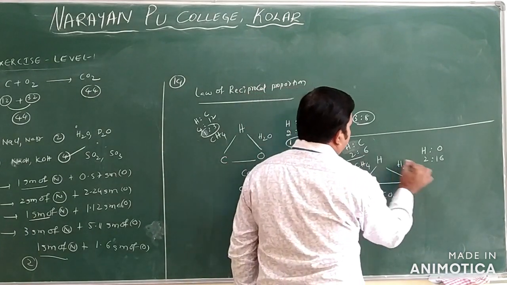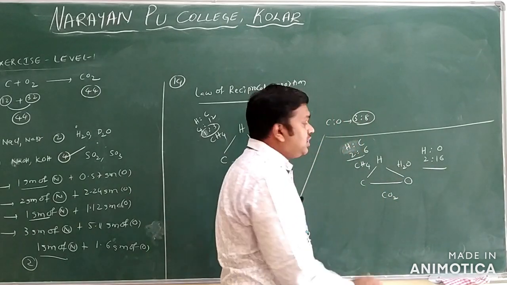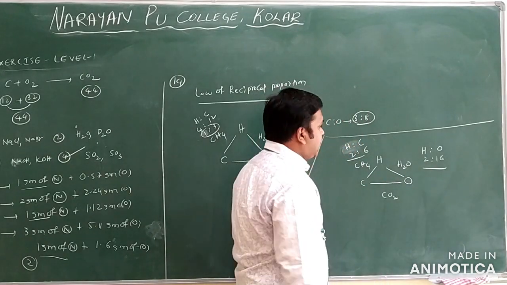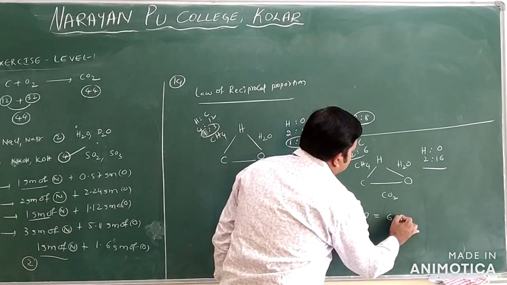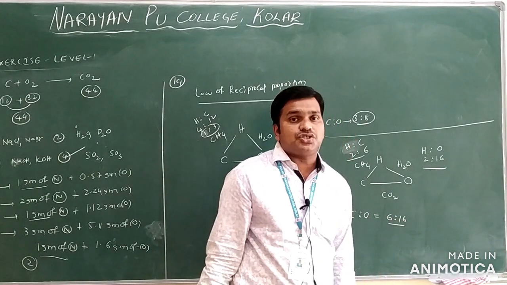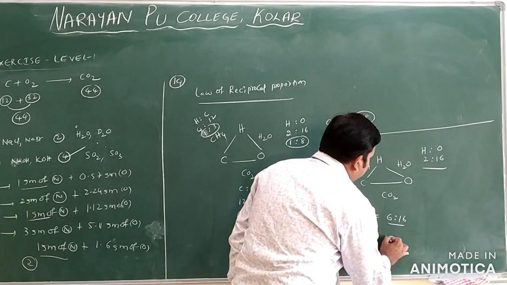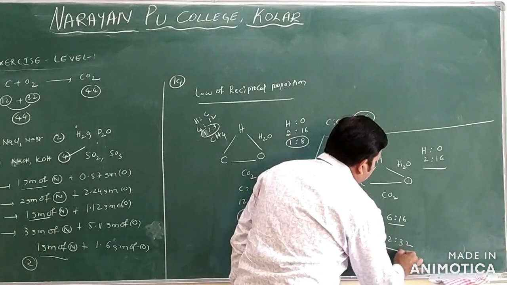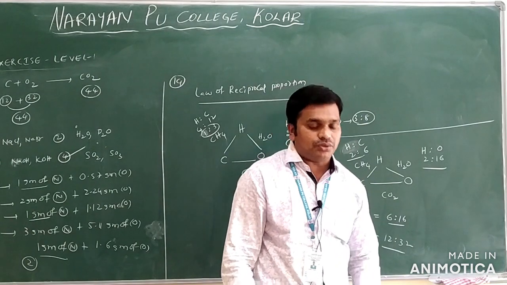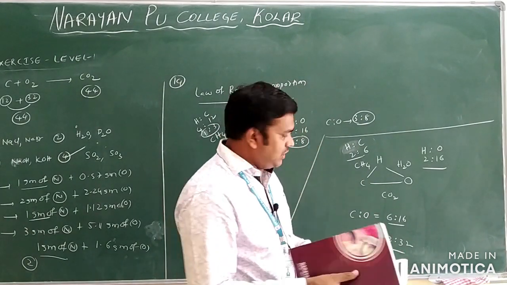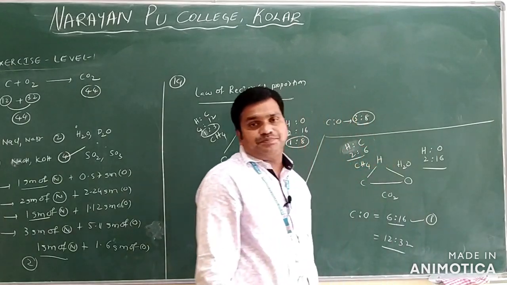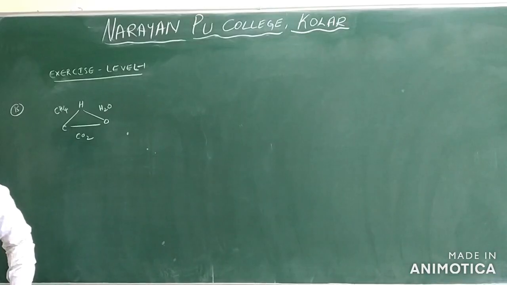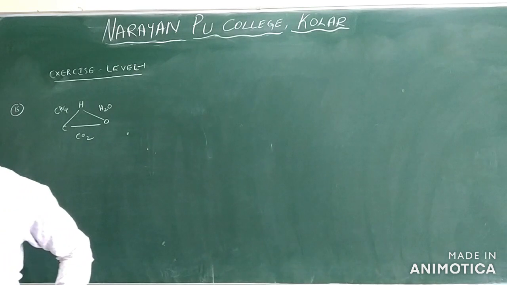Now we can compare these two ratios. What is fixed? Hydrogen is fixed. What is the carbon and oxygen ratio? We will write carbon to oxygen as 6:16 only. Or otherwise you can write 12:32 also. What answer will you take? You will take option 1, that is 6:16 only. 6:16.